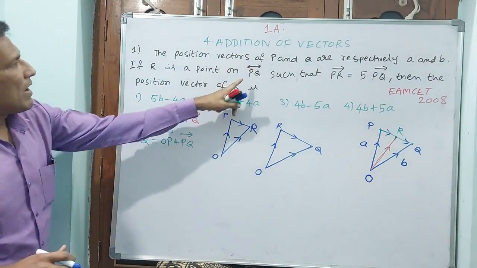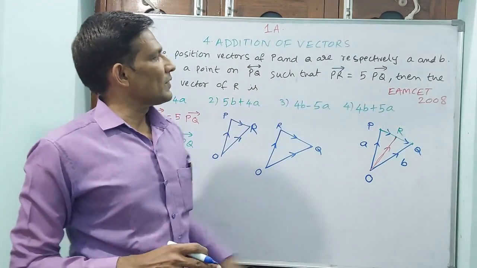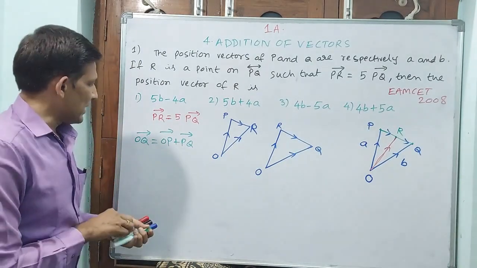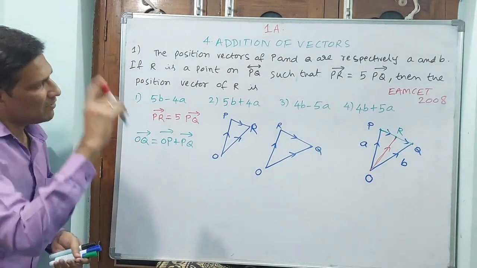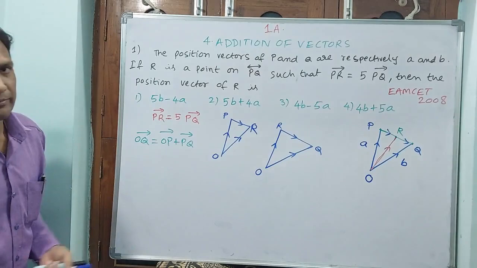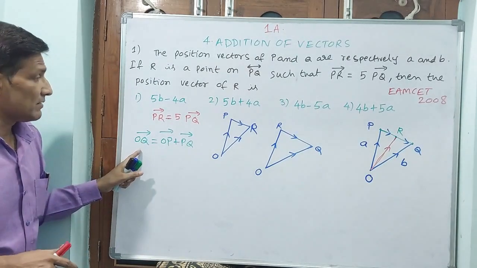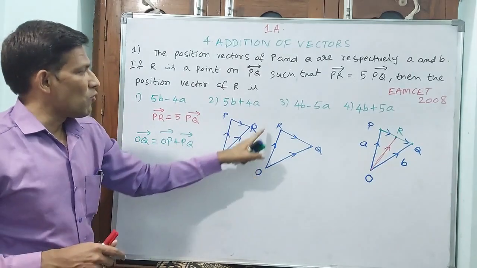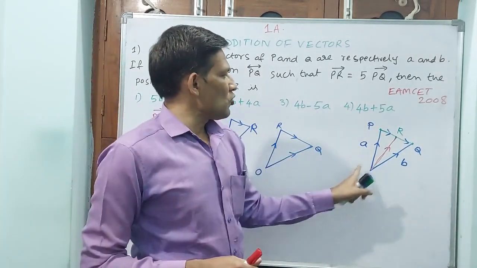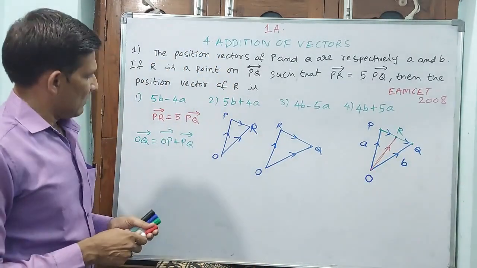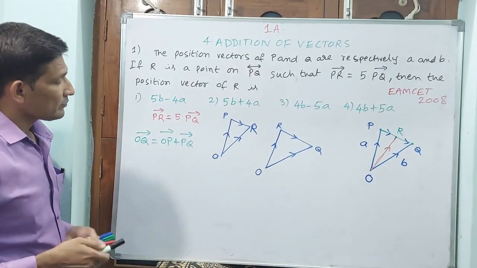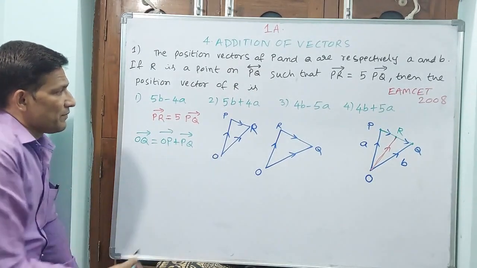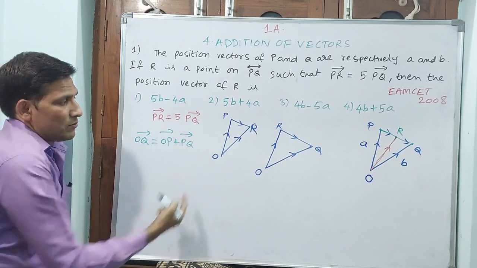But what about PR, which is 5 times PQ? We have not yet gone to PR. We will get to it. Here PR will come. Let us understand that. So here OQ is equal to OP plus PQ. Okay, now come back again. Next you take this figure.